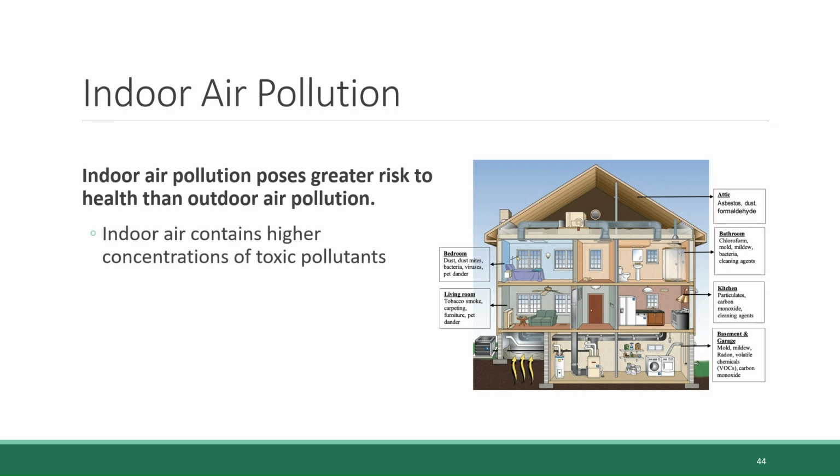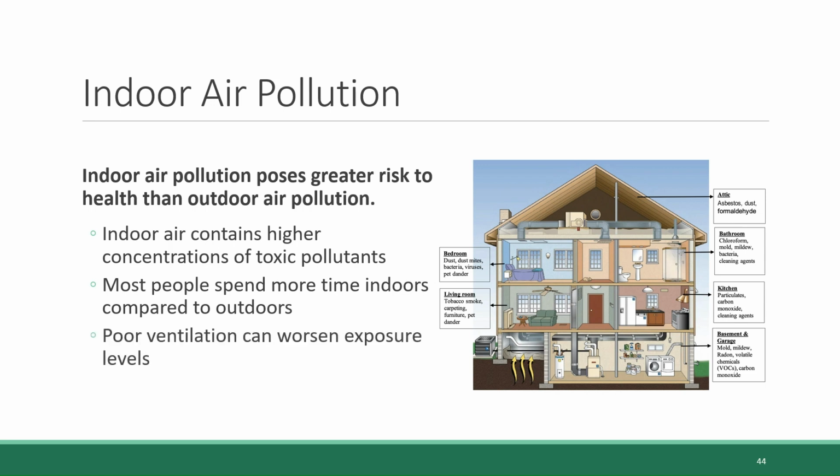Indoor air pollution contains higher concentrations of toxic pollutants than outdoor air, and we'll talk about some of the indoor air sources of those pollutants in just a moment. Also, most people tend to spend more time indoors compared to outdoors, and so they end up getting higher levels of exposure because of this. And finally, poor ventilation in many buildings can cause pollutants to remain concentrated indoors and exacerbate exposure levels.